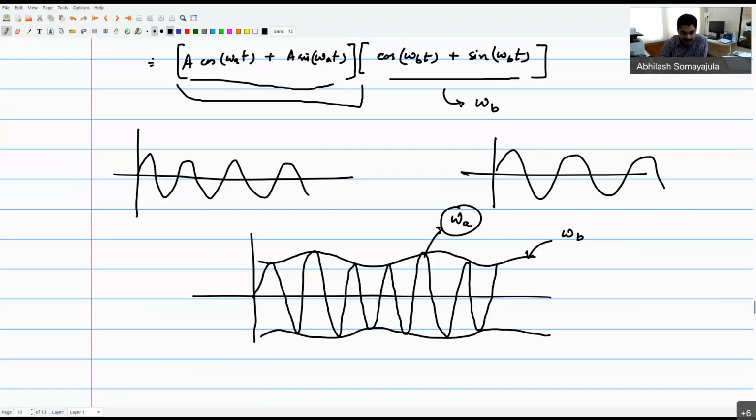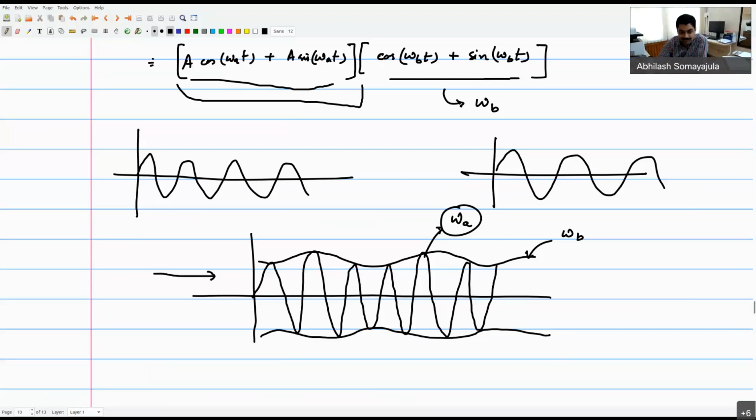Sir, why isn't it the other way around? Omega B can be in charge of the amplitude, and omega A can be the envelope, right? No, omega B will be the envelope generally. You can try it out yourself. Take a signal, create a signal in MATLAB with two frequencies which are slightly apart, and then plot them. The plot will come out to be exactly like this.